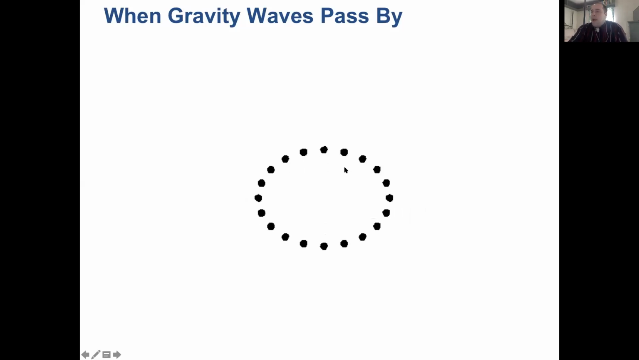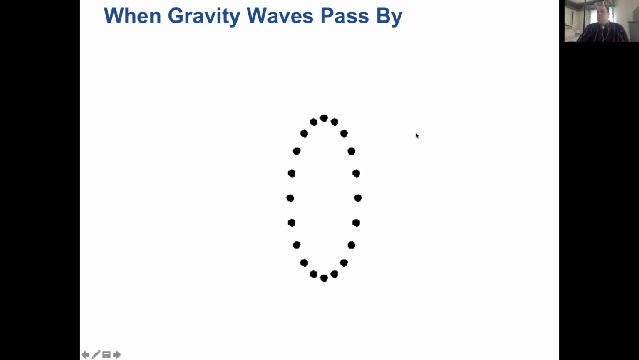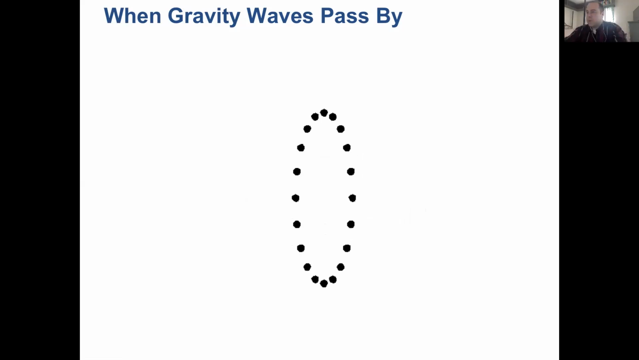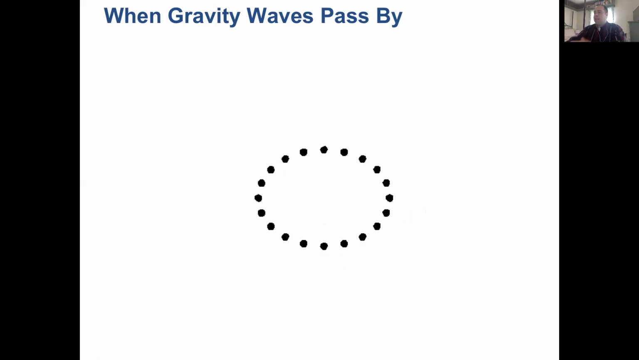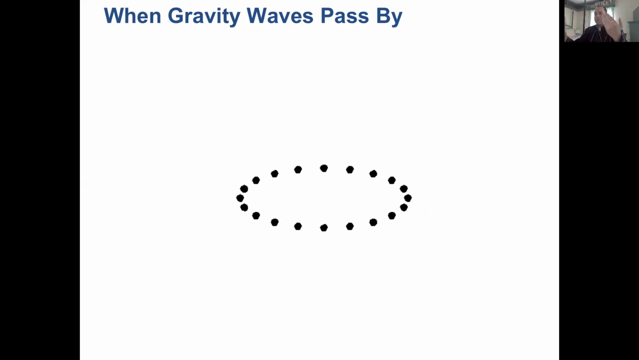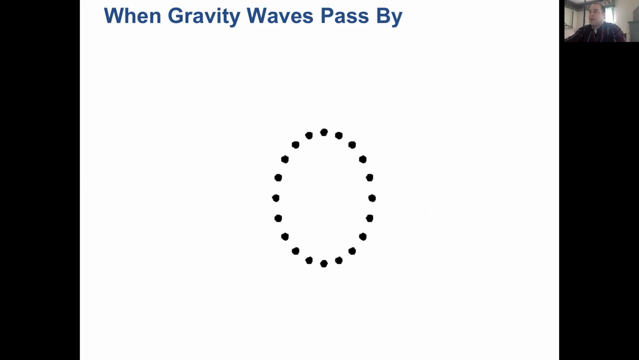What happens to matter as a gravitational wave goes by? Well, this is an exaggerated view of, let's say you had a perfectly uniform circle of masses out in space. If a gravitational wave goes by, in this case, it's propagating out of the screen. This is what it will do to the masses that are in its path, right?